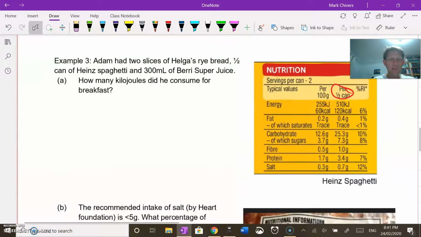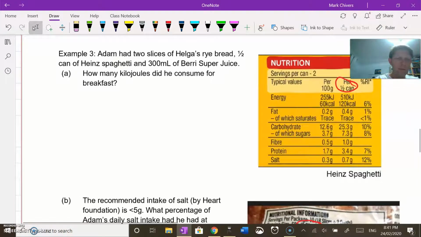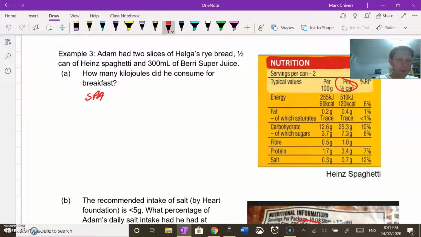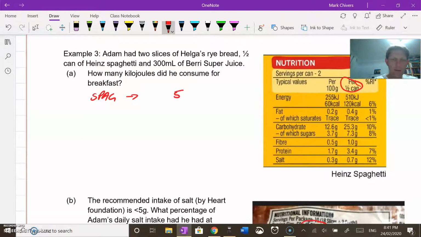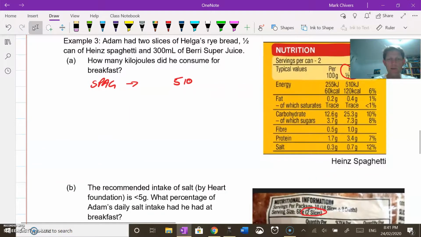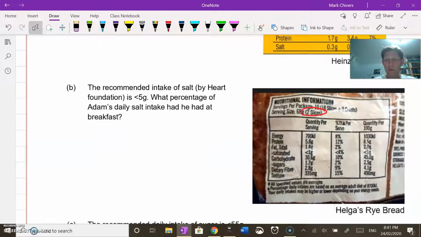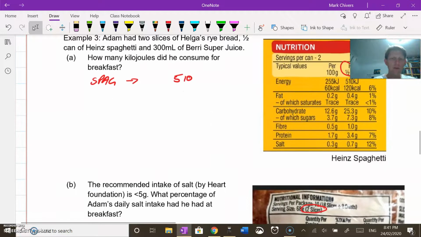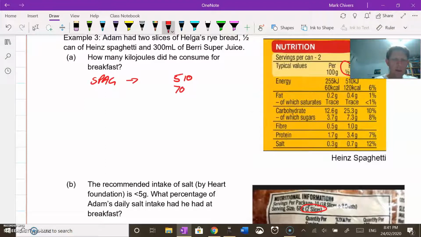So to look at this, for the kilojoules for the spaghetti, well, that's nice and easy. That's going to be half a can, and the kilojoules written there is 510, so we'll put that down. For a couple of slices of bread, once again, that is just a normal serving, and it says there's 700 kilojoules in the bread.